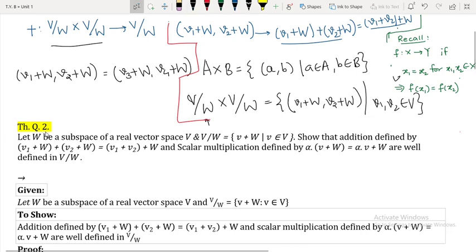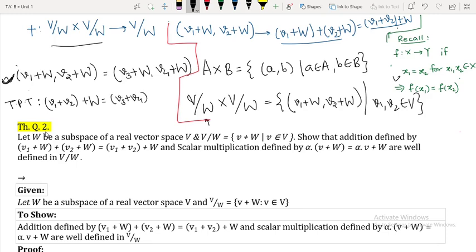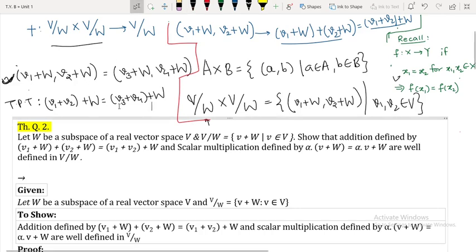So by assuming this, what we have to prove? We have to prove that the images are equal, and the images are nothing but what? v1 plus v2. Just a minute. So (v1 plus v2) plus W is equal to what? (v3 plus v4) plus W. So we will assume this and we will prove this, okay? Then this will imply that addition is well defined, okay?